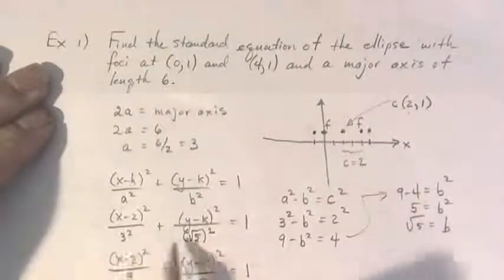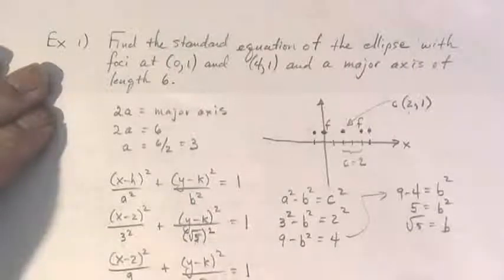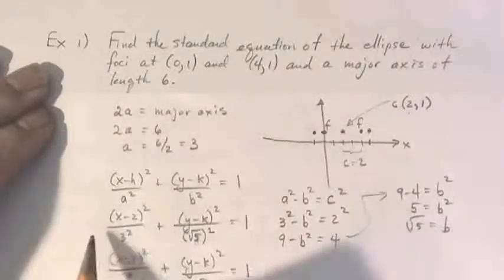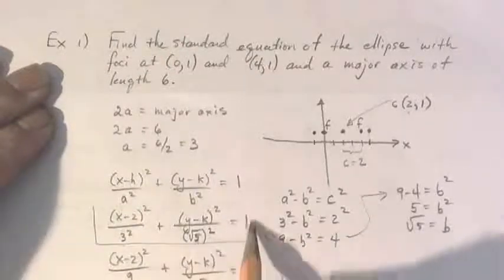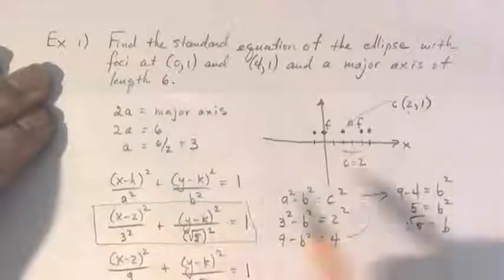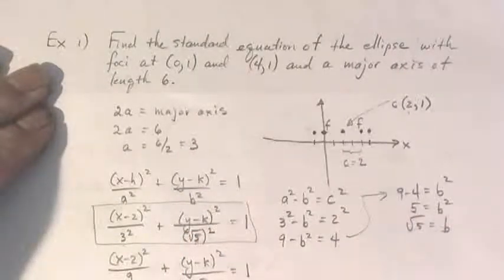This way you can see the a and the b. This way you'd have to take the square root of the 9 or the square root of the 5 to find the a and the b. I'll accept either answer. Just make sure you give the right numbers for a and b. But this is the one which is more perfect.